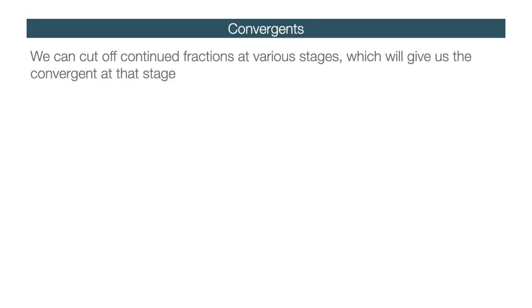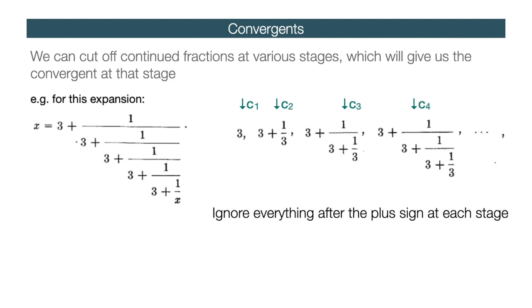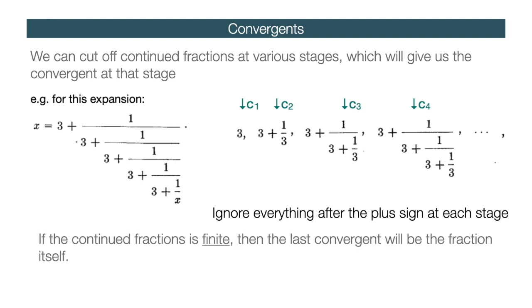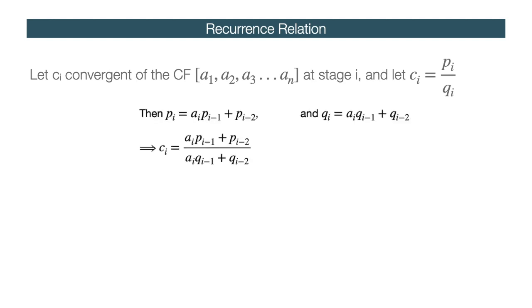We can cut off continued fractions at various stages, which will give us the convergent at that stage. For this expansion, the first convergent is just 3, the second is 3 plus a third, and so on. We're just ignoring everything after the plus sign at each stage. So if the continued fraction is finite, the last convergent will be the continued fraction itself. There is also a recurrence relation between the numerators and denominators for each convergent.